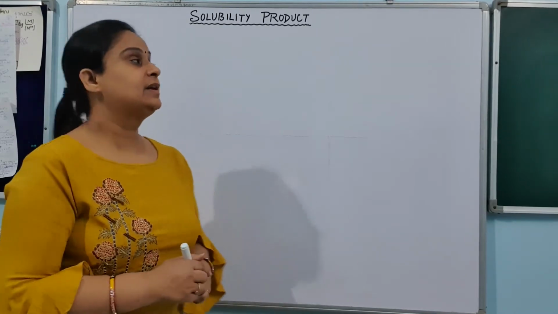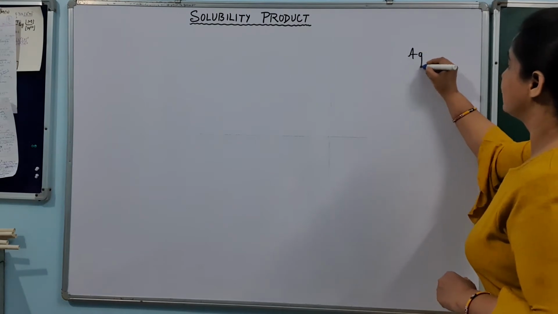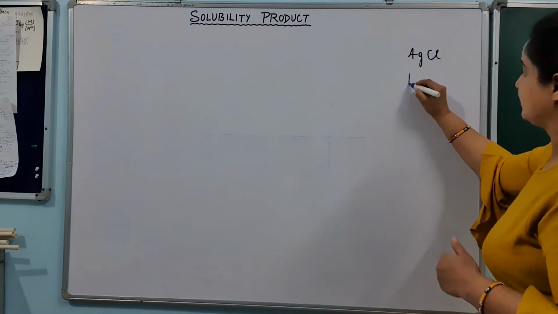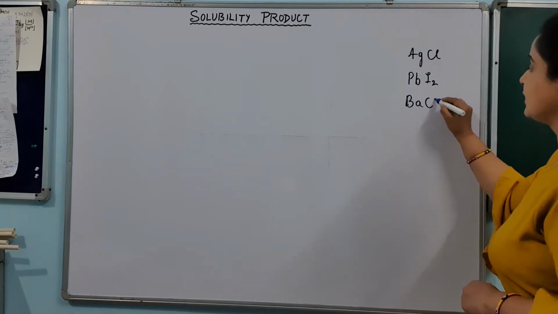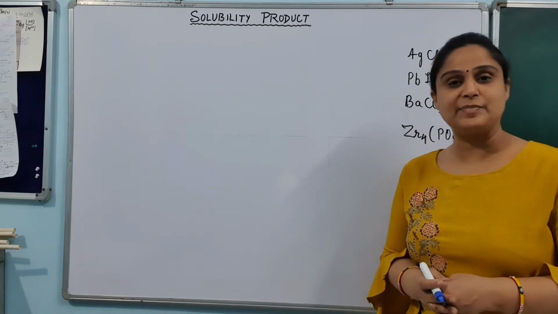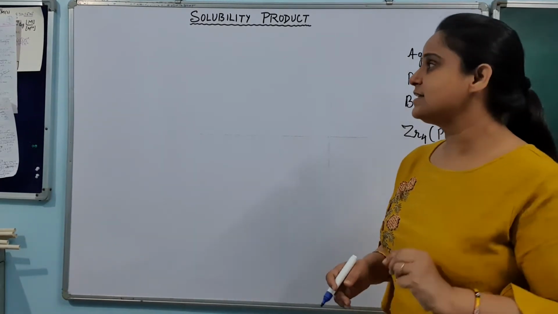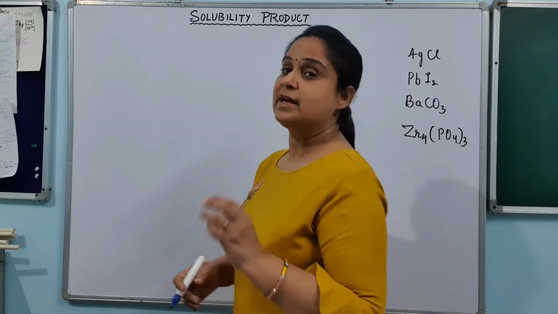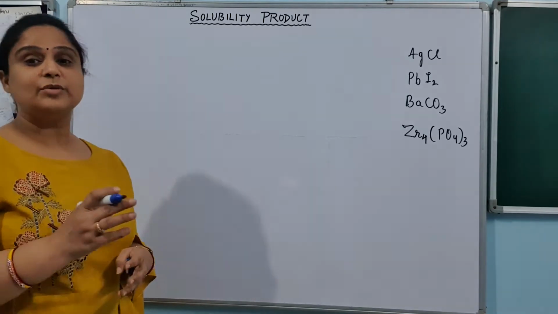For example, we have silver chloride, lead iodide, barium carbonate. We have seen them as insoluble salts in water, but actually they are not insoluble, they are very less soluble. So let's see with one example how they dissociate and how we are going to find their constant, called the solubility product.